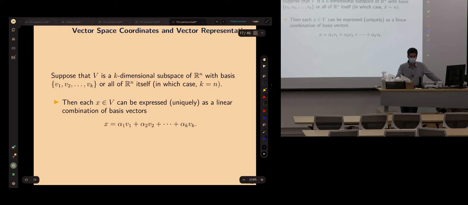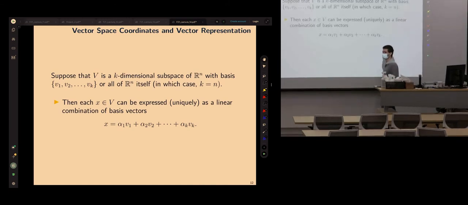So you have a question, or you just wanted to take notes? Well, a bit of both. Okay, so what's your question? So each x within, or each x contained be expressed as a linear combination.